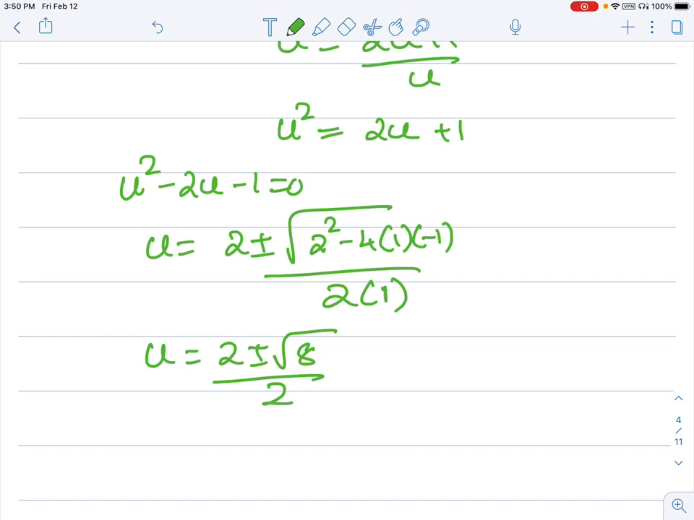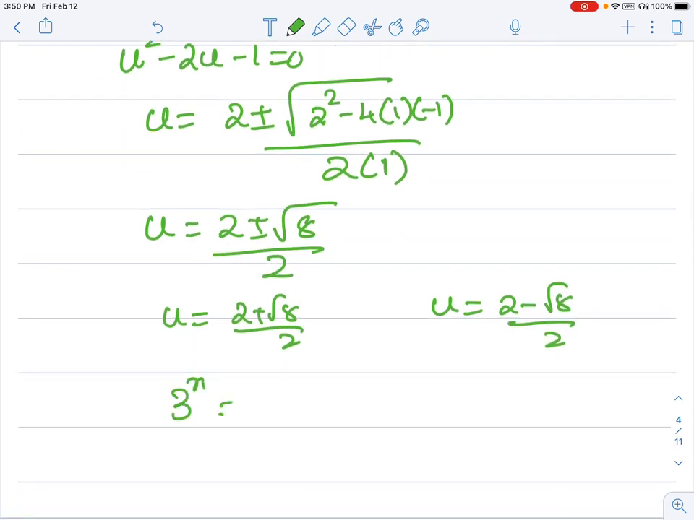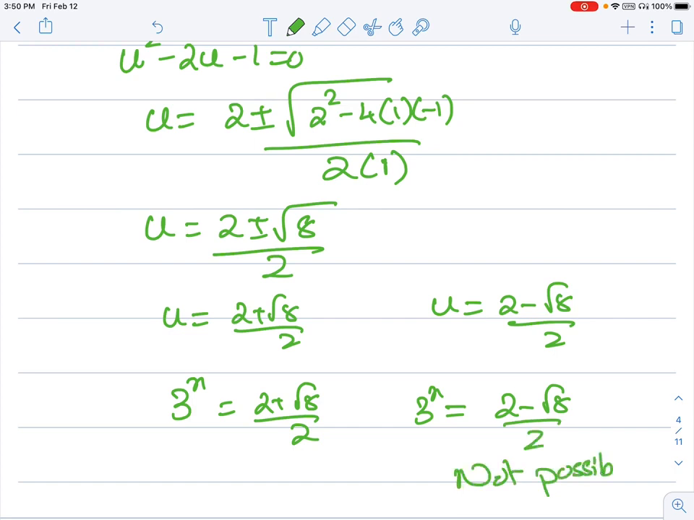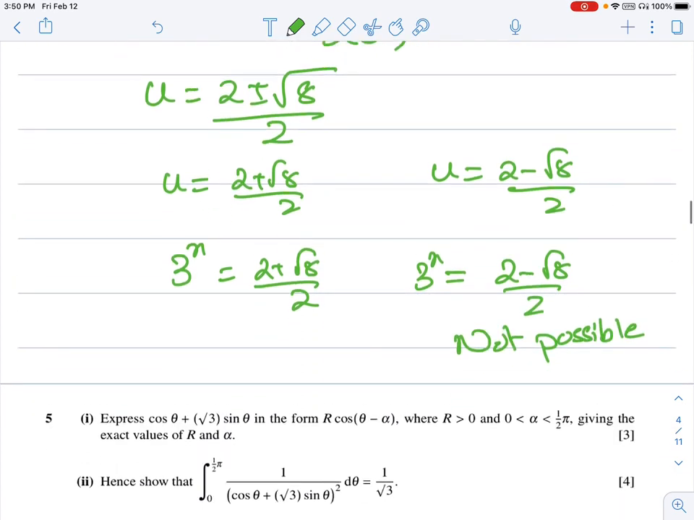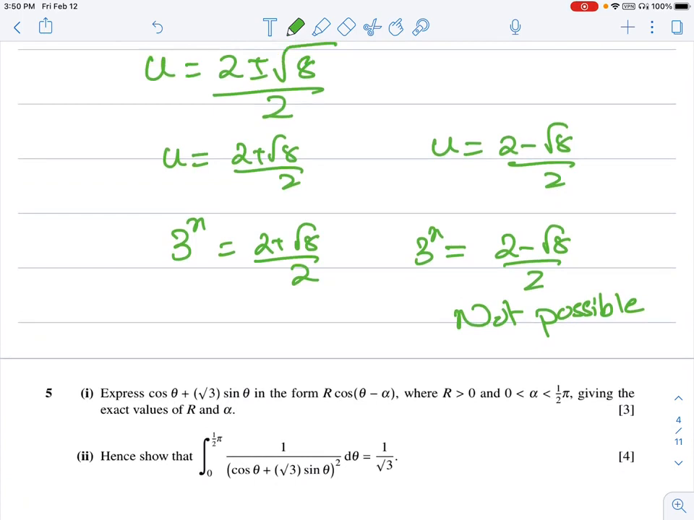Now I get 2 roots, 2 plus or minus. So u is equal to 2 plus square root 8 upon 2, and u equal to 2 minus square root 8 upon 2. U is nothing but what? 3 power x. So when I do this, 3 power x is equal to 2 minus root 8 upon 2. This is not possible because it's a negative number. 3 power x cannot be negative because what do I mean by 3 power x? 3 multiplied many times. Whenever you multiply 3 many times, you can't get a negative number. So not possible. So my 3 power x is equal to this.